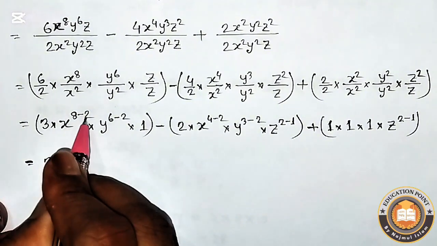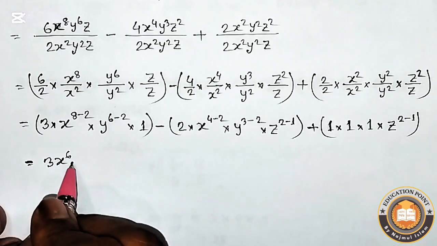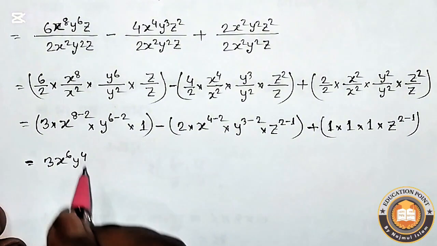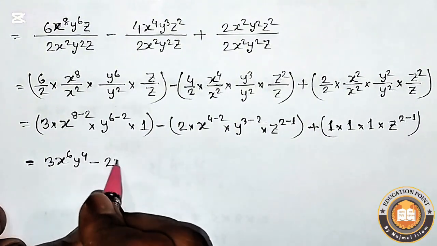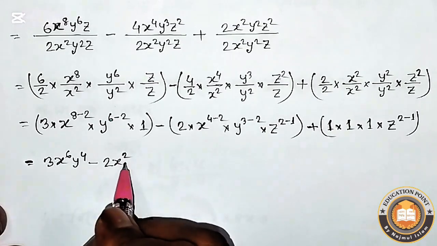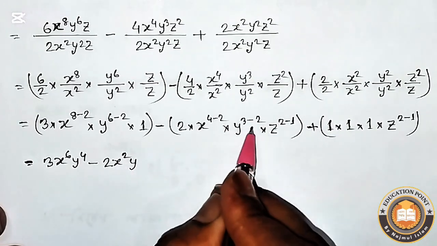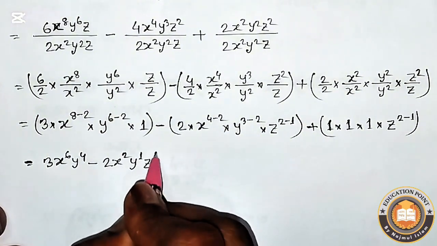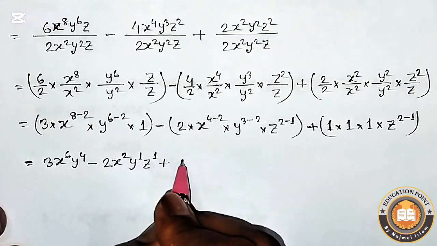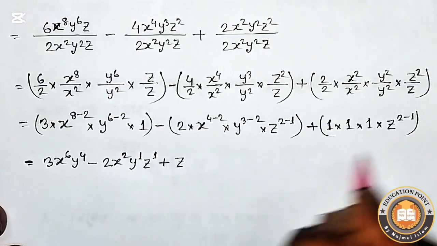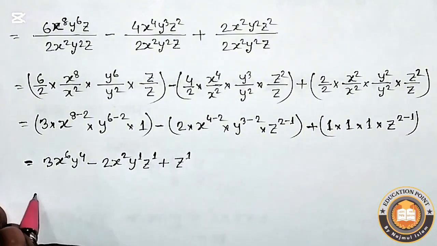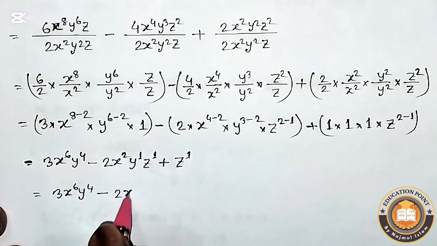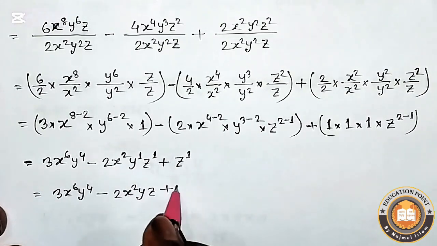3 x to the power 8 minus 2 equals 6, into y, their power 6 minus 2 equals 4, minus 2 into x to the power 4 minus 2 equals 2, into y to the power 3 minus 2 equals 1, into z to the power 2 minus 1 equals 1, plus z to the power 2 minus 1 equals 1. So the answer is 3x to the power 6 y to the power 4 minus 2 x square yz plus z.